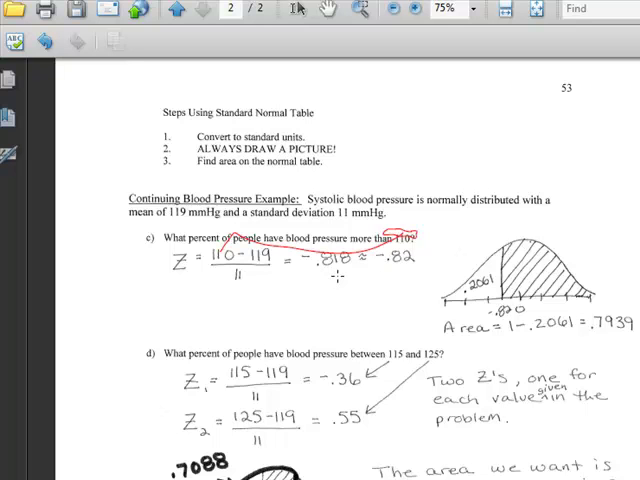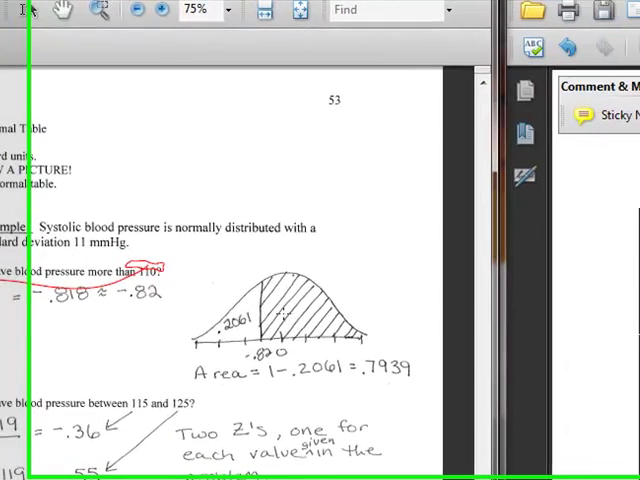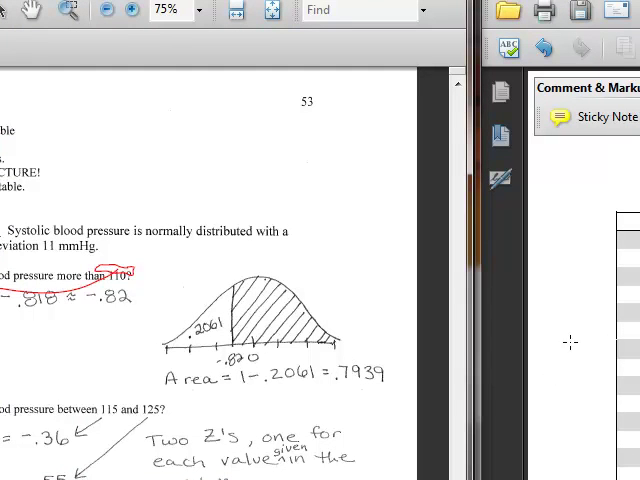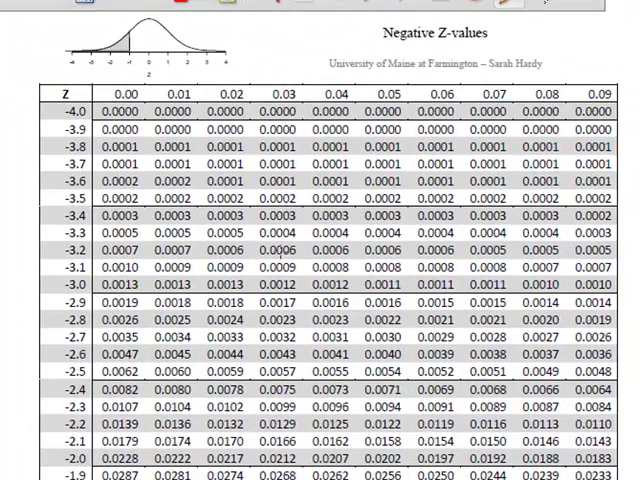Very important to round correctly. If you just lopped off this 8 and used negative 0.81, you would get an answer that was close, but would probably be marked wrong in WebAssign. Once I get that negative 0.82, I'm going to draw my picture. Then the next step, I'm going to shade the area on the right. The next step will be to look up negative 0.82 on the normal table.